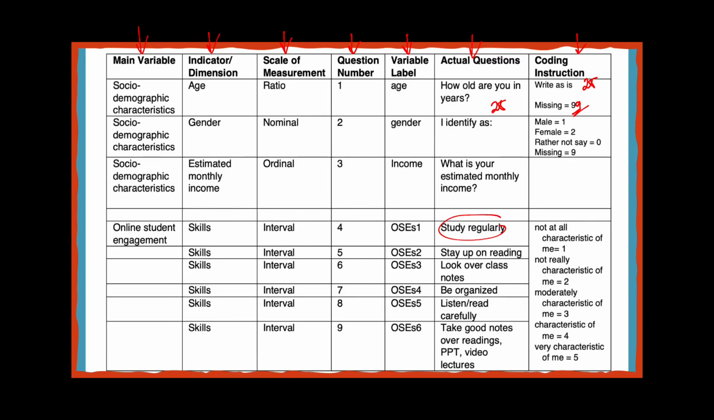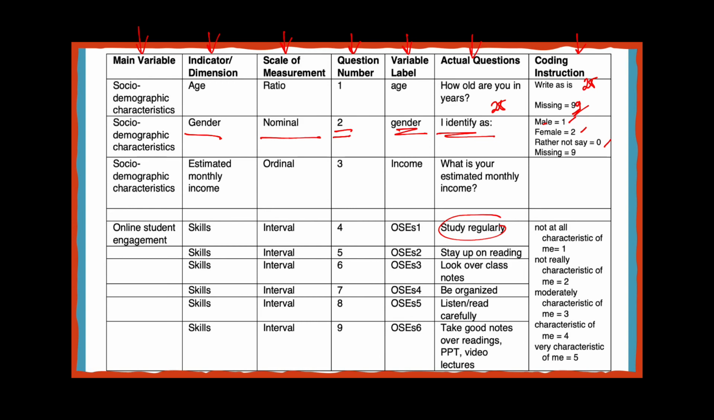So another example, let's try gender. What scale of measurement, what question number it is, and then what is the name of the column for the variable label in your database, and then the actual question that you ask, and then numbers. So usually we have male 1, female 2, and then if you have rather not say, then that's 0. So if you don't have rather not say, then maybe you can just have 1 or 2.